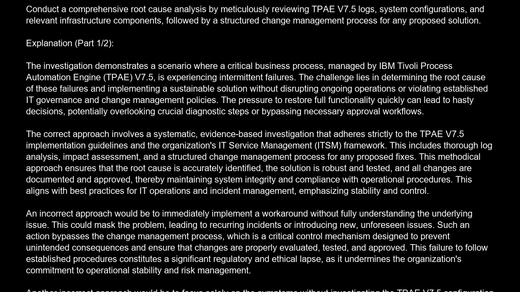Such an action bypasses the change management process, which is a critical control mechanism designed to prevent unintended consequences and ensure that changes are properly evaluated, tested, and approved. This failure to follow established procedures constitutes a significant regulatory and ethical lapse, as it undermines the organization's commitment to operational stability and risk management.